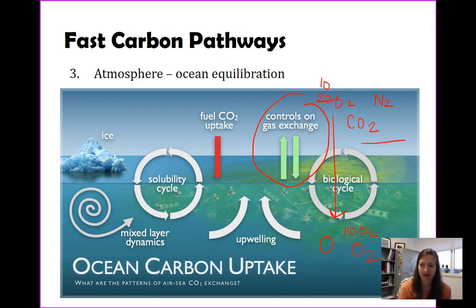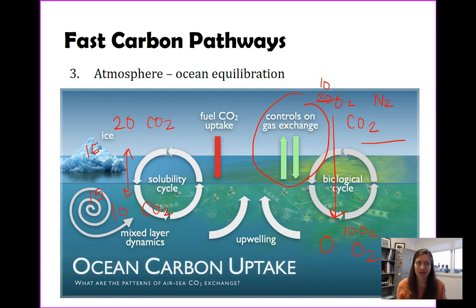So with carbon dioxide, if we have 20 molecules of carbon dioxide here, and we had 10 molecules of carbon dioxide in the ocean, the ocean wants to be in equilibrium. The air wants to be in equilibrium. So carbon dioxide moves back and forth until they are at equilibrium. In this case, until they both have 15. So they just want to be equal.